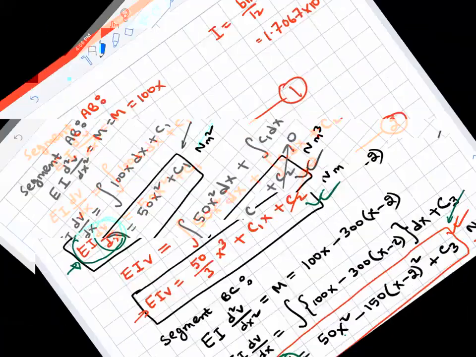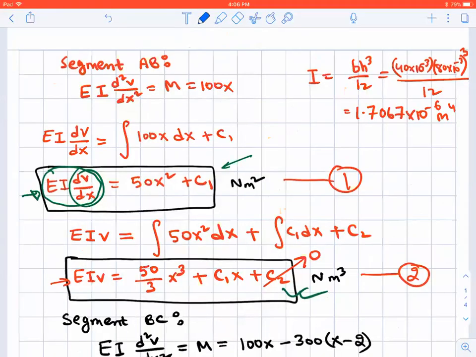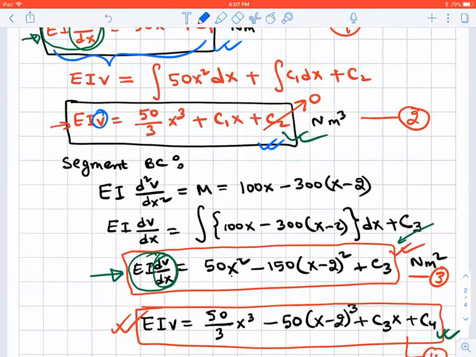Okay, now it's clearer. So for segment AB, this is your gradient for the elastic curve. If this is your beam, the elastic curve is when it actually deflects, okay? And this is the deflection. This is only for segment AB. Then we found another two similar equations for segment BC.